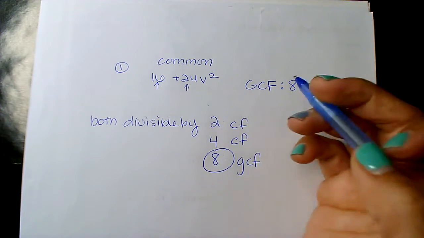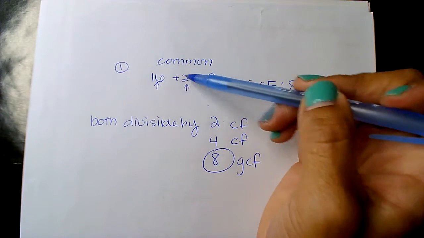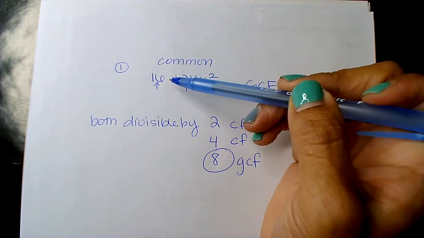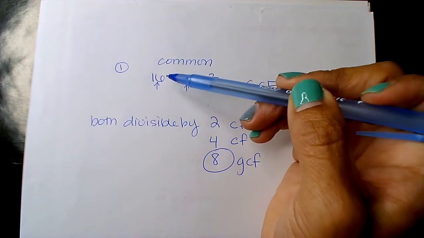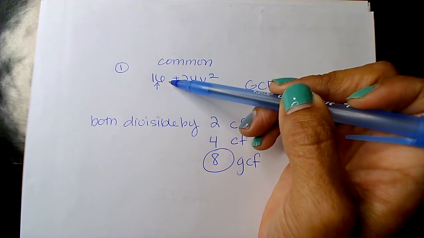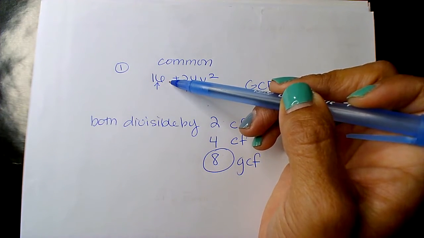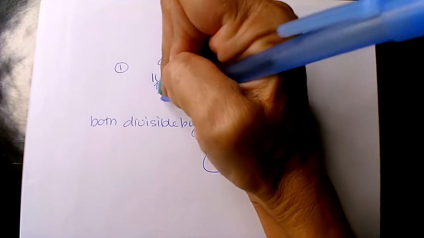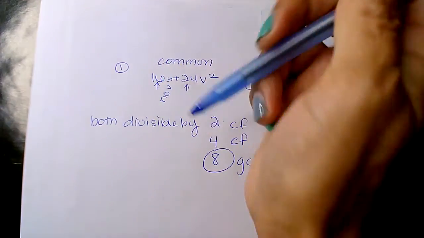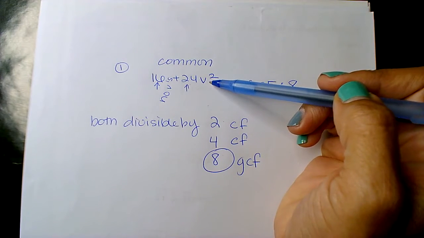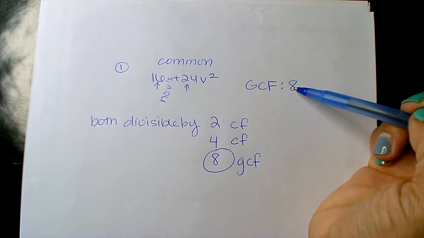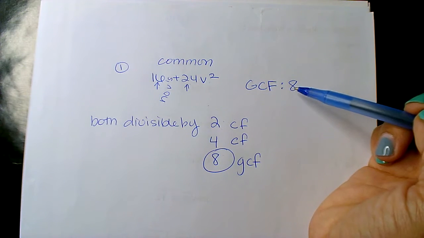That's it. Okay, now we talked about the numbers, right? This coefficient and this constant. Now we got to talk about the variables. Okay, this is a v squared. Does this term have any v's? No. So this has no v's. If it doesn't have any v's, then it has nothing in common, right? So there's nothing to take out. So in this case, the greatest common factor is only 8.